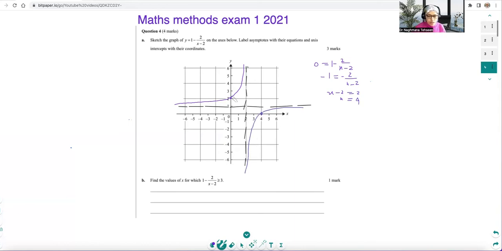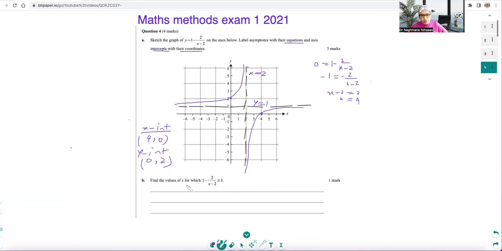Okay, so we got the intercepts, right? And then we say label the asymptotes. So this is x is equal to 2 and y is equal to 1 asymptotes. And the axis intercepts, so we label them 4 and 2 with their coordinates. And then for a side note, you can also say the x-intercept is (4, 0), the y-intercept is (0, 2), and that would be the sketch for it.